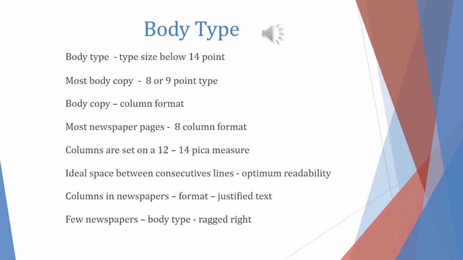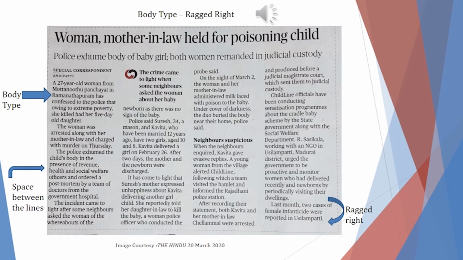When it is ragged right, the copy lines up evenly on the left but has irregular space at the end of the lines on the right. While deciding on the type for body type, care should be taken to see that the type is legible, where the reader is able to read every letter and word comfortably. This is a story that has been taken from the Hindu newspaper. This story has set the body type ragged right.